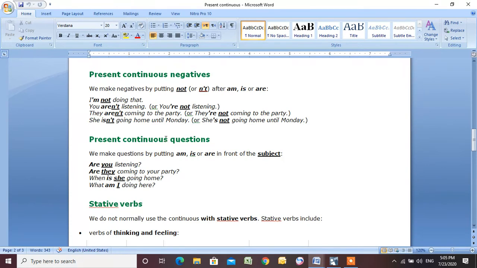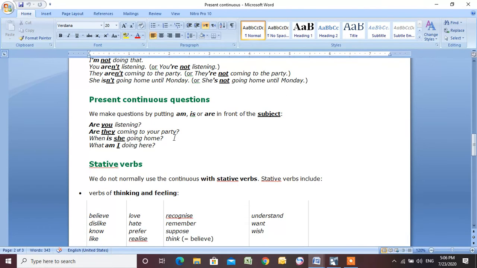How can we form the negative in the present continuous tense? We make negatives by putting not or the abbreviation n't after am, is, or are. So we put not after verb to be. For example, I am not doing that. You aren't listening, or you are not listening. You aren't coming to the party, or they are not coming to the party. She isn't going home until Monday, or she is not going home until Monday.